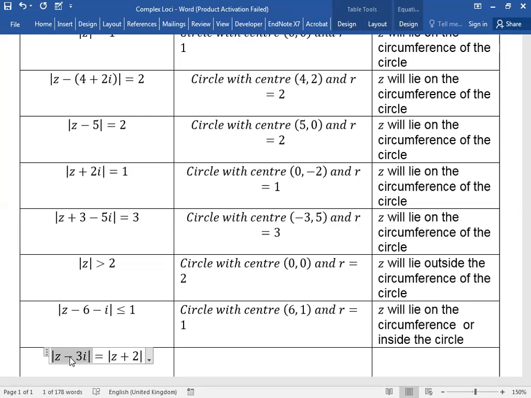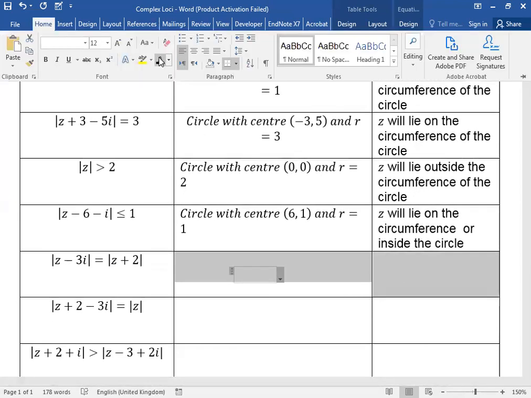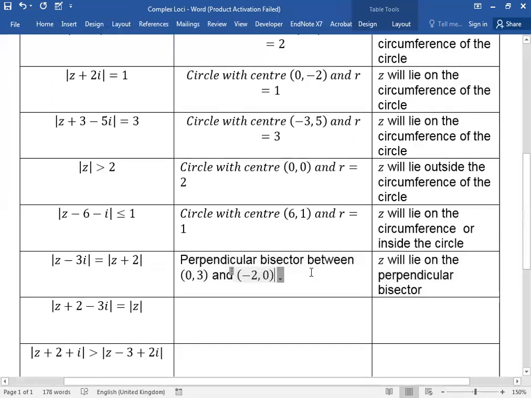So understand the basic 2 concepts of loci. Once you understand that, you'll be able to figure out all the possible drawings and the possible locus. Understand this thing individually. What is this trying to tell you? The distance of z from 3 iota, the distance of z from -2. So the distance from both the points is the same. So I draw a perpendicular bisector between both the points. And where does my z lie? It lies anywhere on the perpendicular bisector. Is this clear?